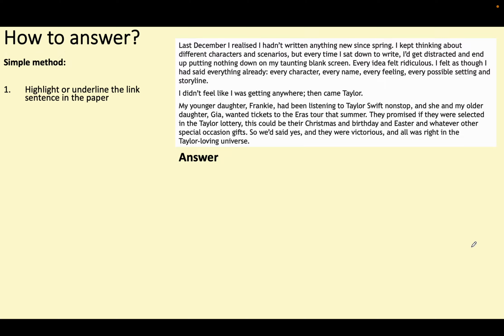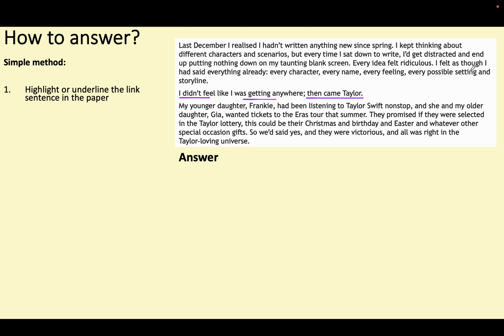Okay, so what you have to do, first of all, is highlight or underline the link sentence in the paper. I am going to underline it as neatly as I possibly can. The reason why I get you to do this is because it basically zooms you in on where that link sentence is. A top tip of mine is just take highlighters or different coloured pens into the exam with you, because it's really useful for picking up quotes or focusing on different sentence structures. It's just worth it for English.